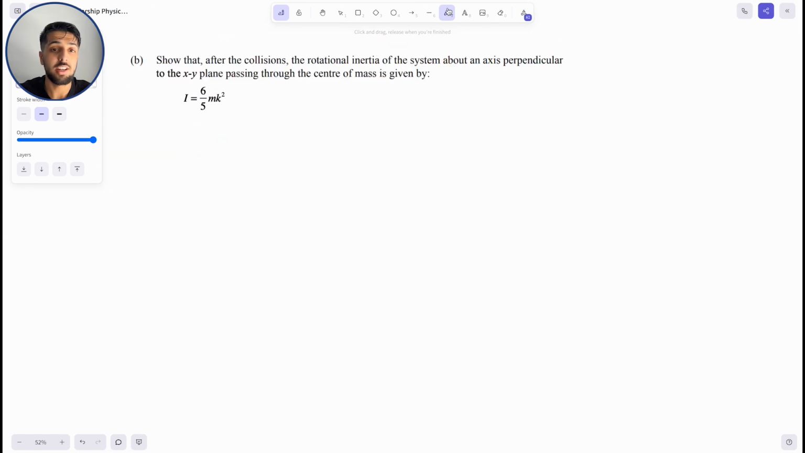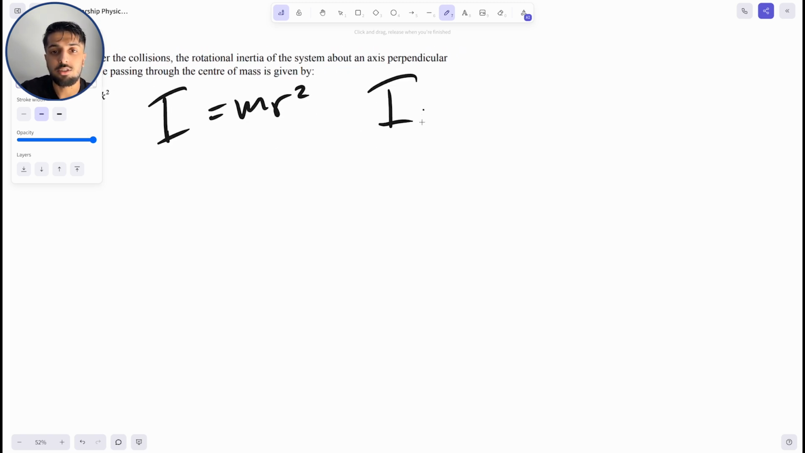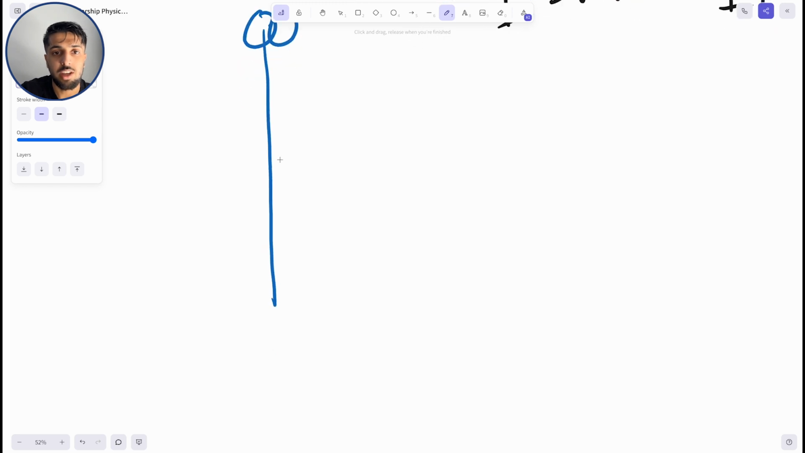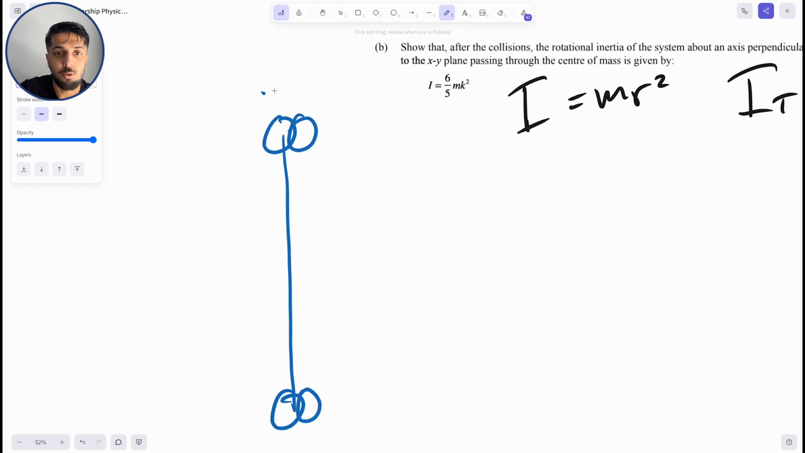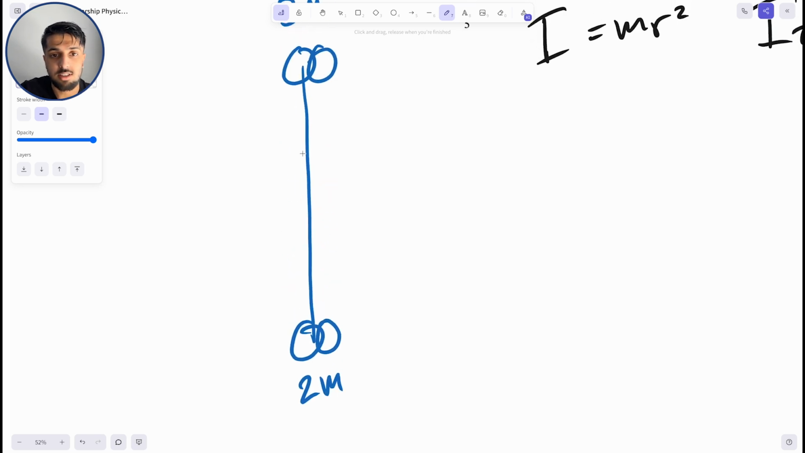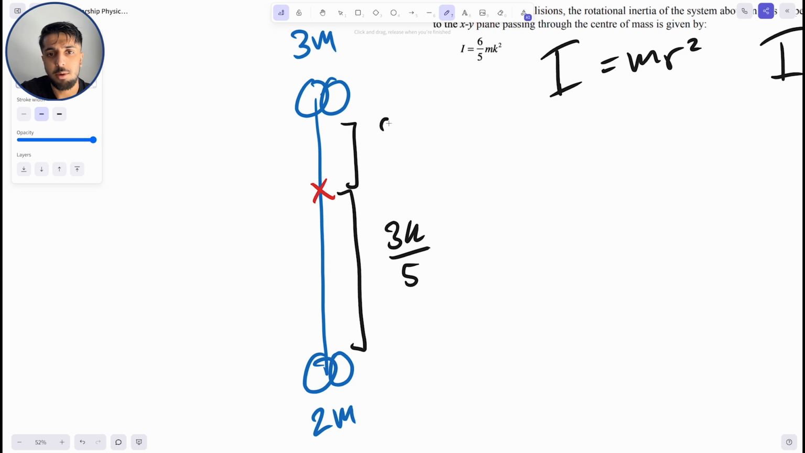There we go. Show that after the collision, the rotational inertia of the system about the axis perpendicular to the x and y plane passing through the center of mass is given by that equation there. So we know I is equal to mr squared, and our I total is equal to I1 plus I2. Now if we look at our diagram again, draw this out, we have our two masses. This has a total mass of 3m, and this has a total mass of 2m. Our center of mass is somewhere over here. We know that this distance right here is 3k over 5, and therefore this distance over here must be 2k over 5.